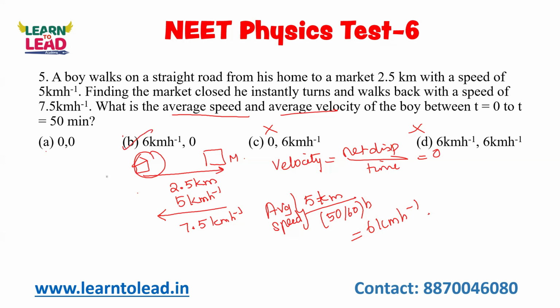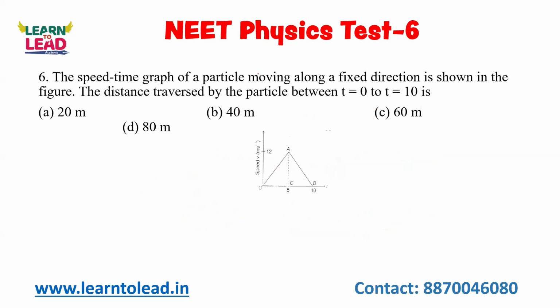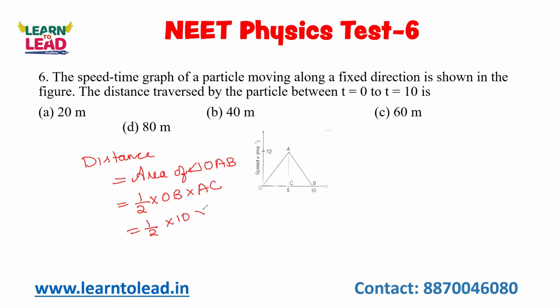Now, the speed-time graph of a particle moving along a fixed direction is given. They are asking the distance traversed by the particle from t is equal to 0 seconds to t is equal to 10 seconds. The distance traveled by the particle is the area of triangle OAB. Area is half into base OB into AC, so half into base 10 into 12. So your answer is 60 meters.